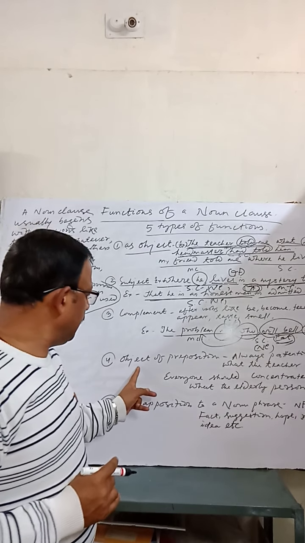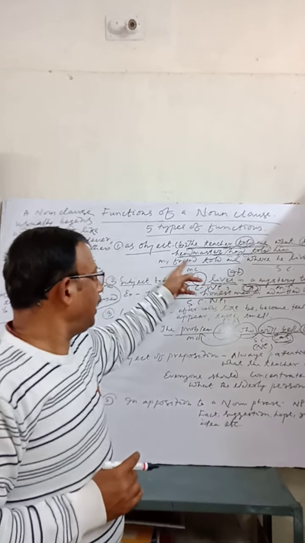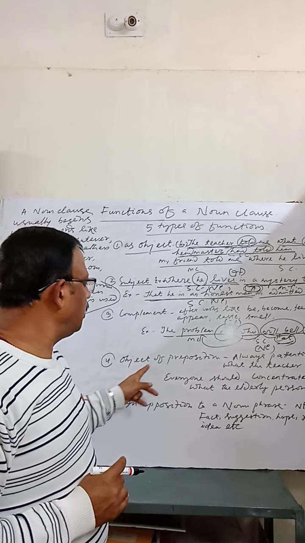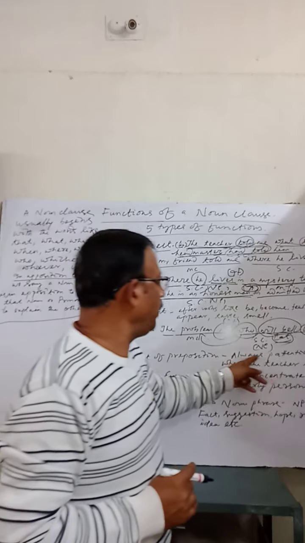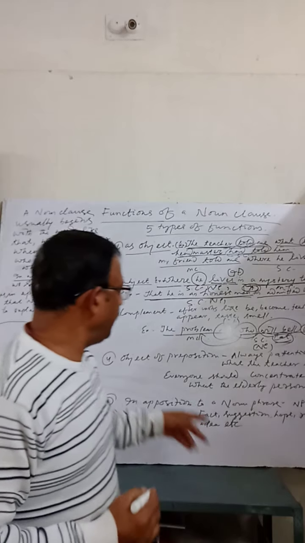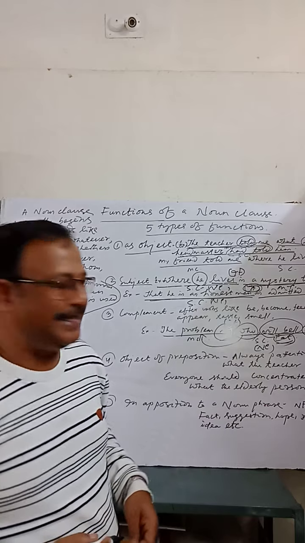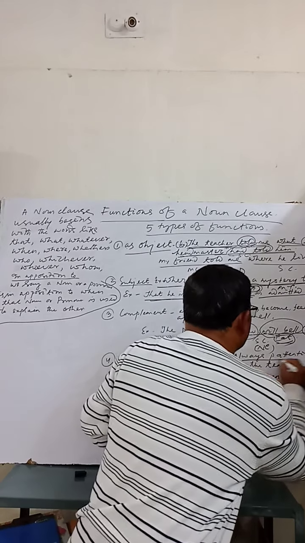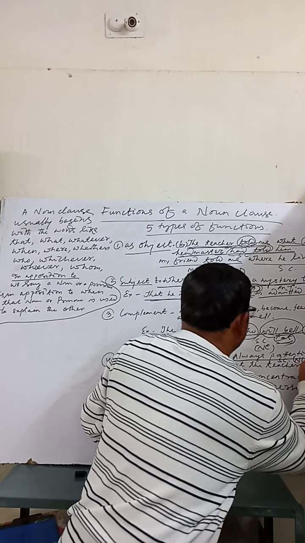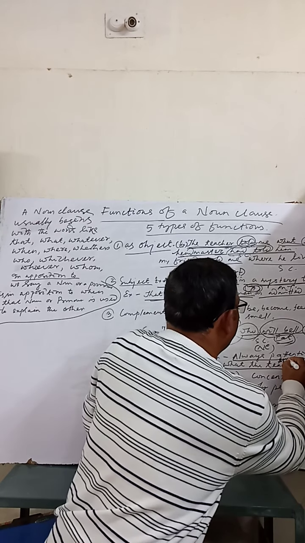Then come to another, number 4, object of preposition. We have already read object as object simply. Then it is object of a preposition. Always pay attention to what the teacher says. And another example, everyone should concentrate on what the elderly person says. Always pay attention to is the main clause here.